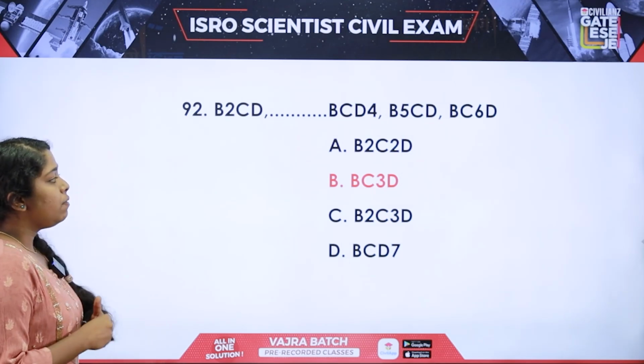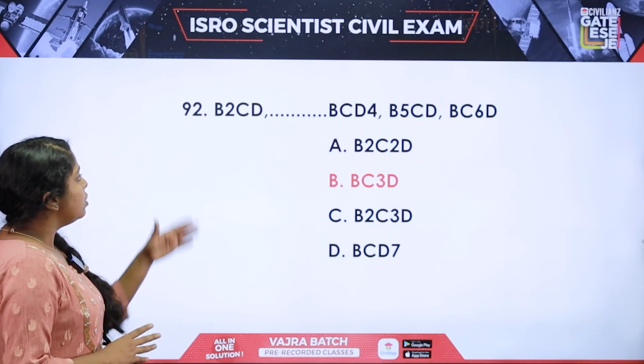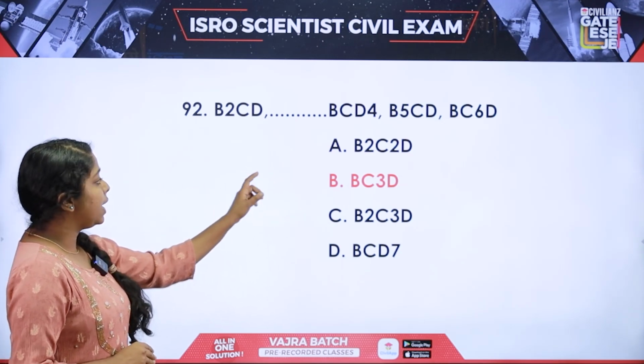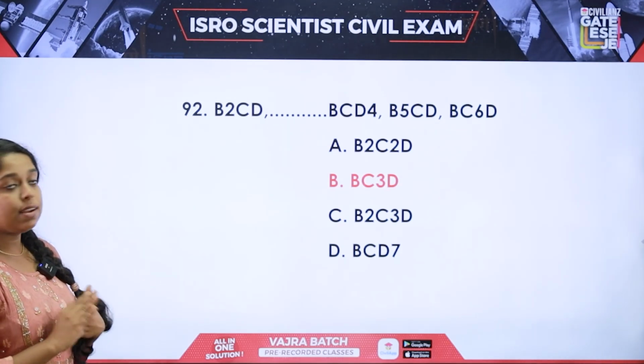From this, we are able to find out that B, C and D are there, only the number is changing. So 2 is a factor. So the missing one will contain the number 3. So B, C, D and 3 will be there.